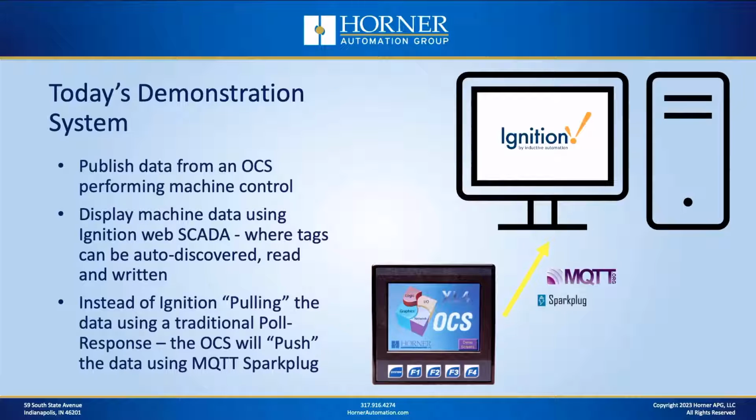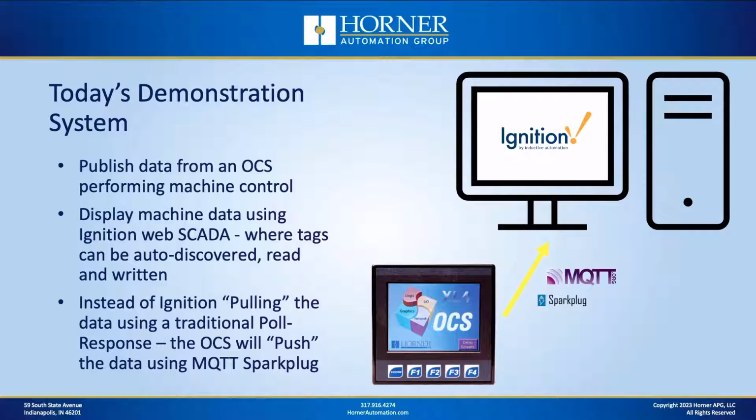Okay, so today's demonstration looks like this. First of all, we're going to publish data from an OCS on my bench that is performing machine control. And in my demonstration today, I think I'm doing pump control. And then we want to take this data that we're publishing from the OCS, and we want to display it on a web SCADA program called Ignition. Now, one of the great things about this is we're going to be able to auto-discover the data that we're going to be publishing from the OCS.